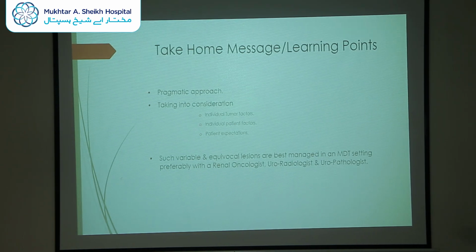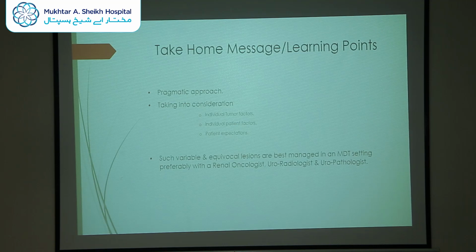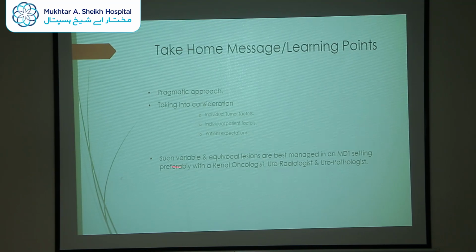So the take-home message is it has to be a pragmatic, practical approach. It has to be quite variable. It will depend on patient factors and tumor factors. What's the patient performance status? What are the tumor characteristics? What are the comorbidities and all that? Because they are so variable and equivocal, they are best managed in an ambulatory setting with preferably a renal oncologist, urologist, and uropathologist. But we can be assured that these renal lesions are slowly progressive, rarely metastatic, right? So we can do more harm than good if we just go in and operate on everyone. So this is a classical scenario where the old surgical adage holds good.